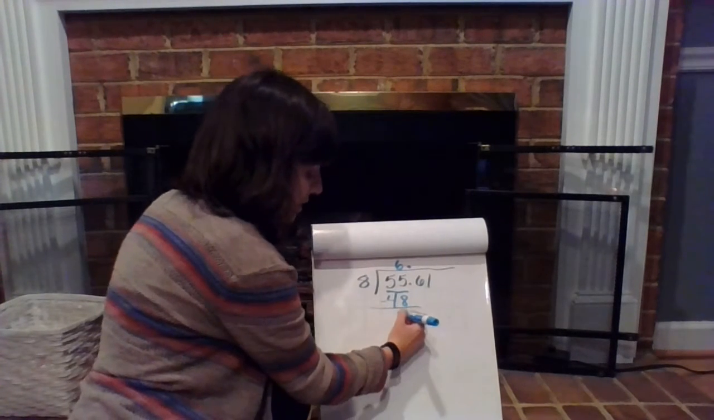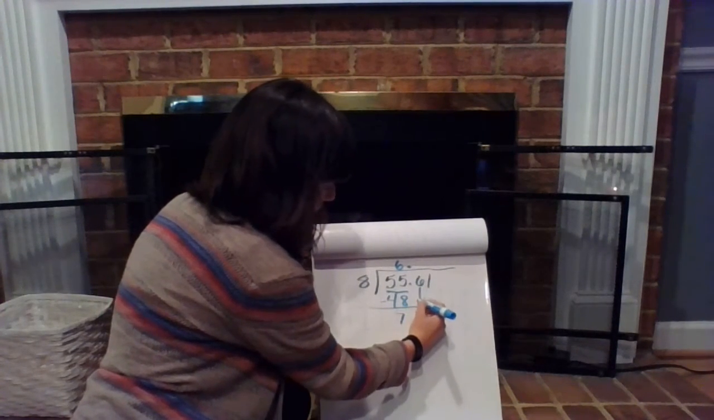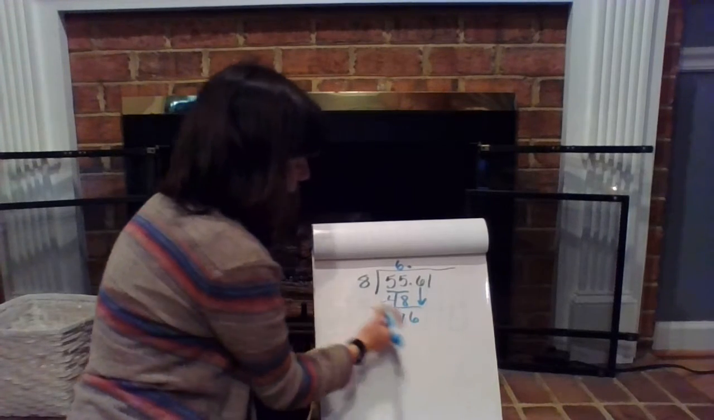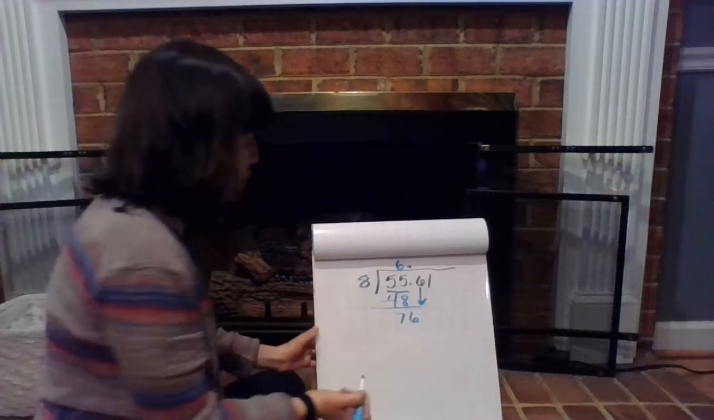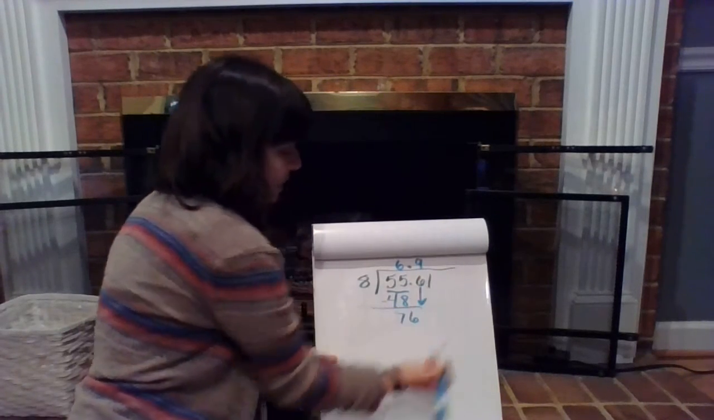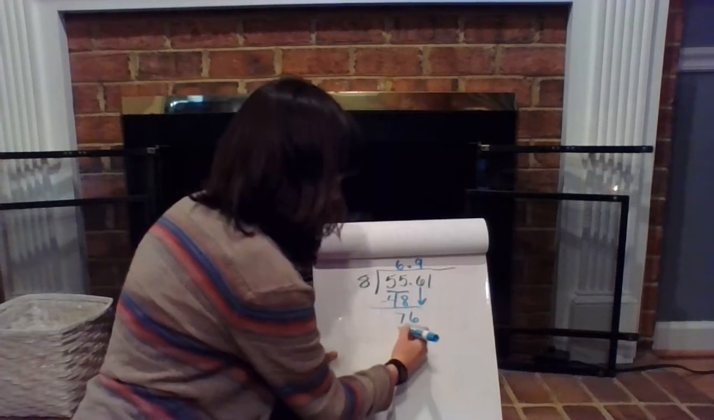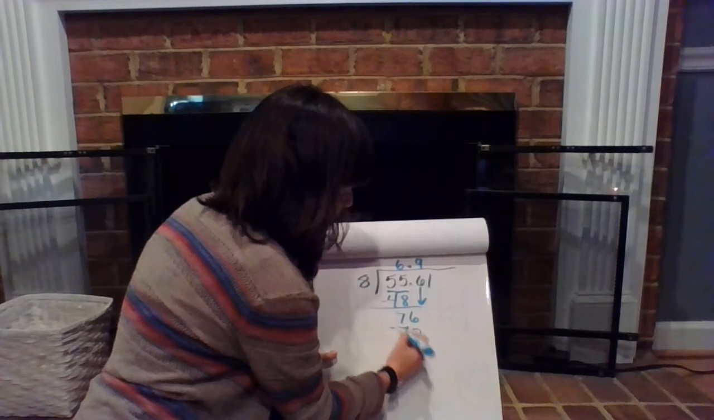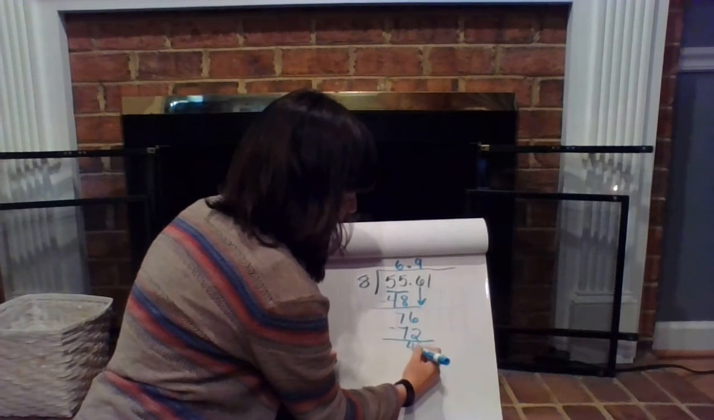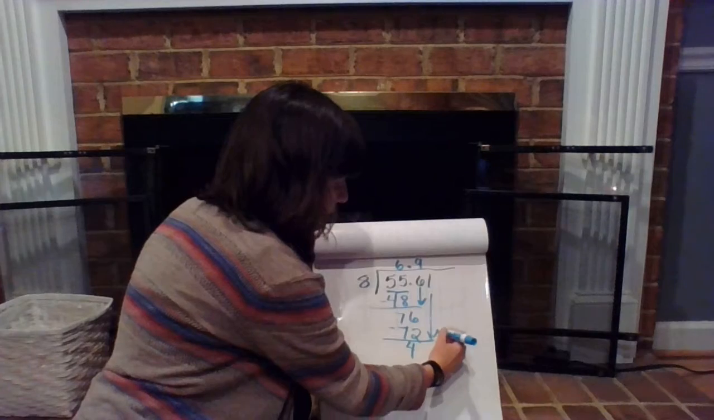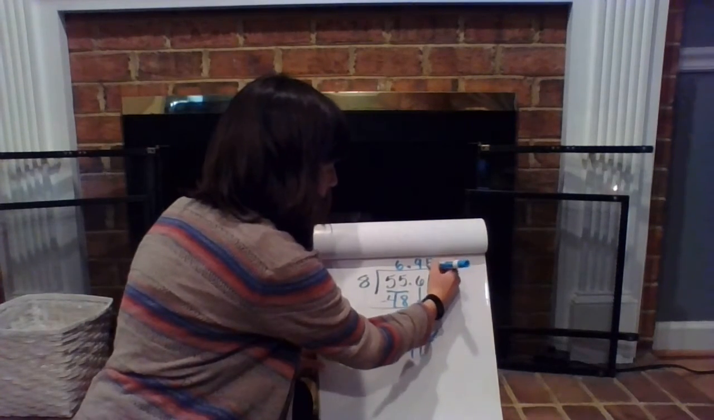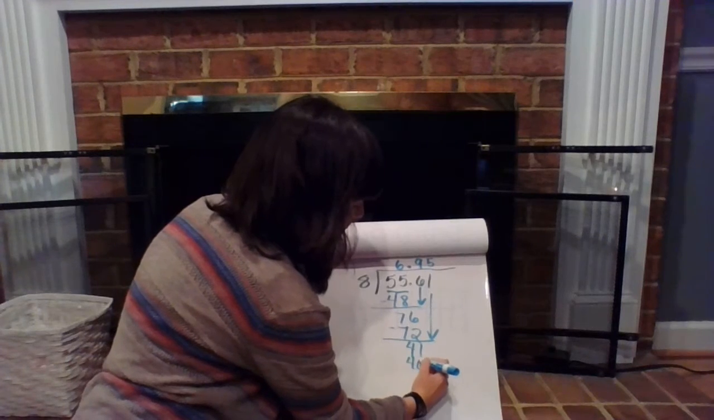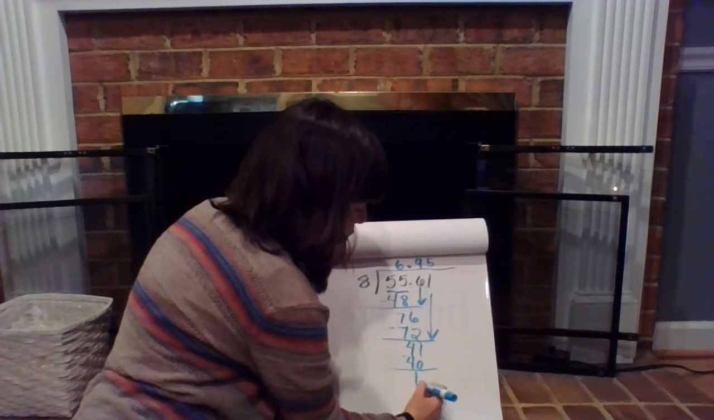Okay, I subtract and I should get 7, and then I bring down my 6. 8 goes into 76. I know that 8 times 9 is 72. 8 times 10 would be too big, of course, that would be 80. So I get 72, and then I subtract, and I have 4, and then I'm going to bring down this last digit. Okay, 8 goes into 41 5 times. 8 times 5 is 40. I subtract and I get 1.